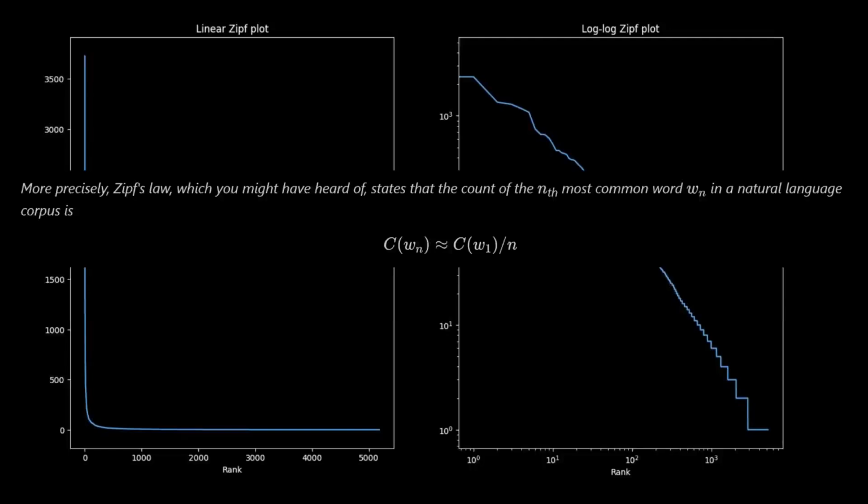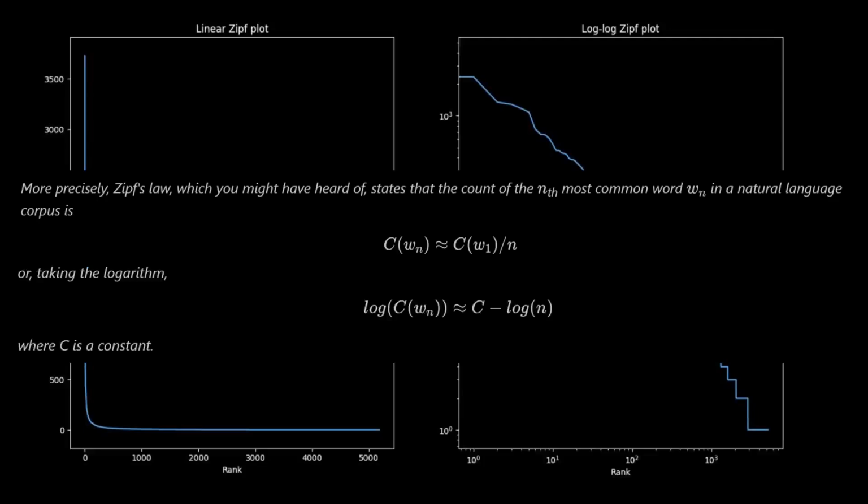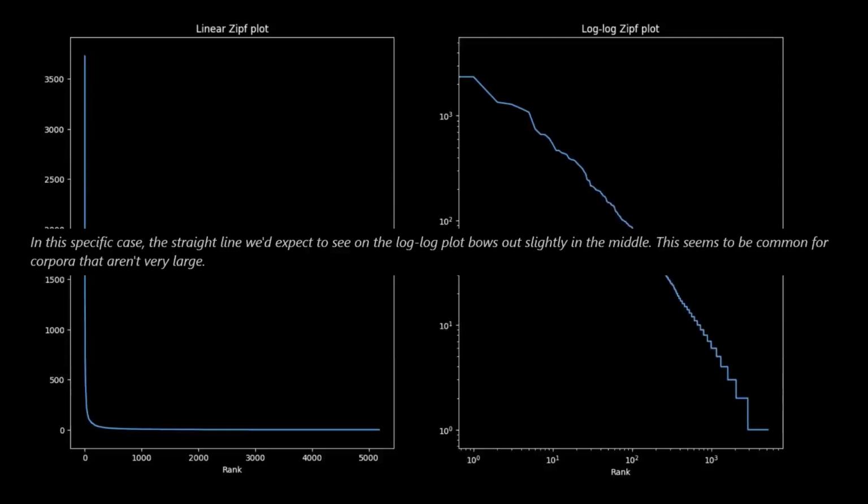Zipf's law states that in natural language, the frequency of a word is inversely proportional to its rank according to frequency. In logarithmic coordinates, this translates into a line with slope -1. In our case, we get something very close, but a little bowed out in the middle, which is usual for a corpus of this size.